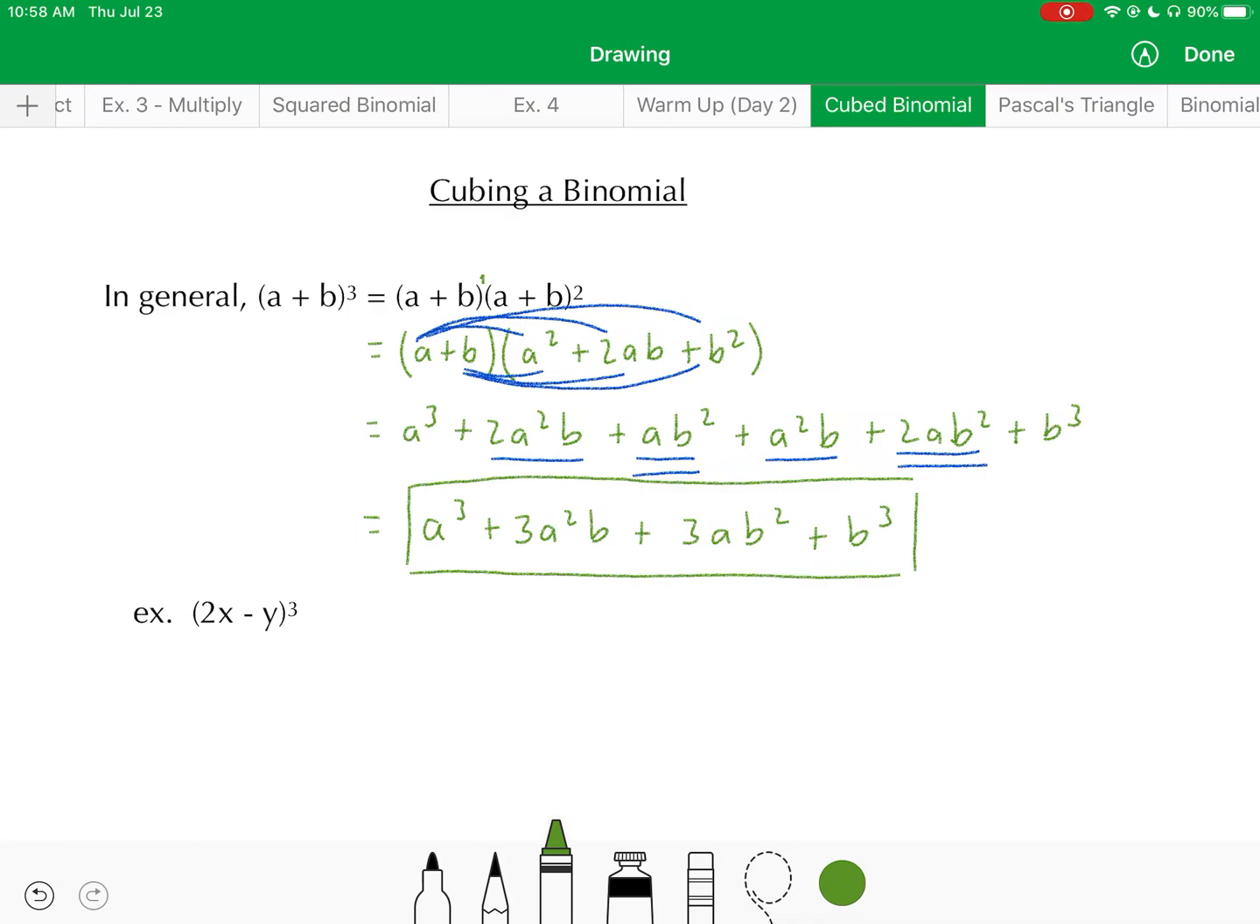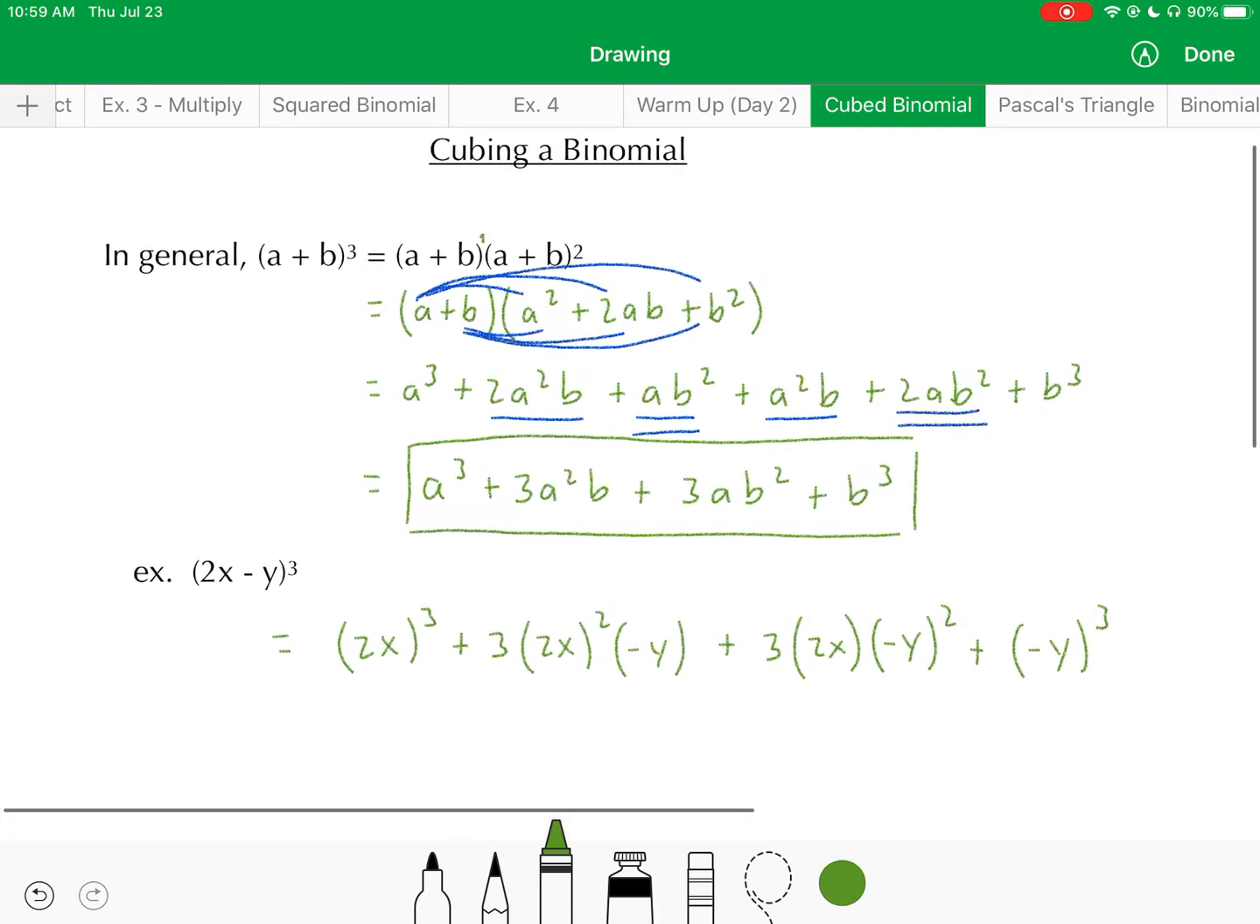All right. I need to take the first term of the binomial, which is 2x, and I need to cube that. Then add that with 3 times the first term of the binomial squared times the second term of the binomial. Then plus 3 times the first term of the binomial times the second term of the binomial squared plus the second term of the binomial cubed.